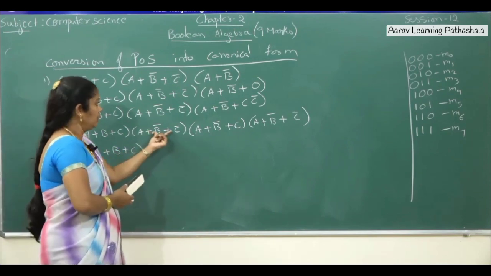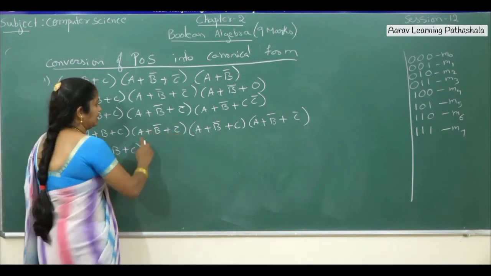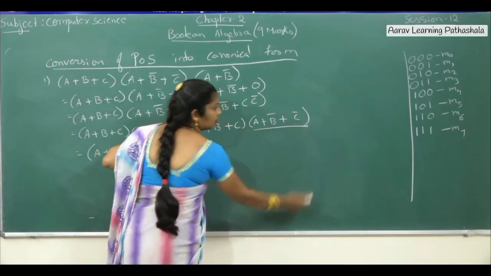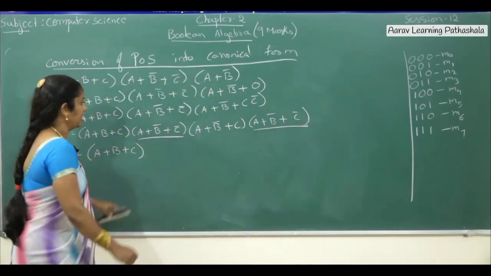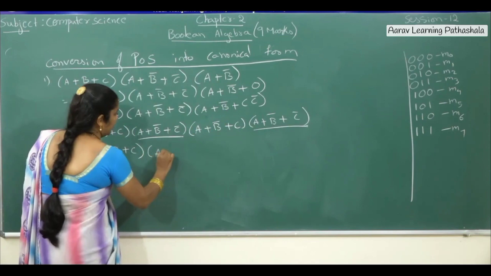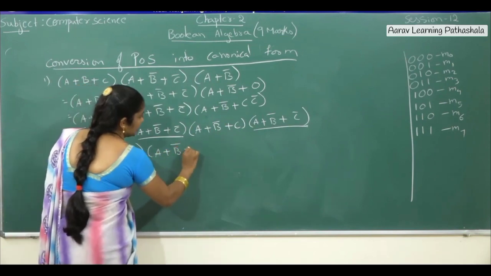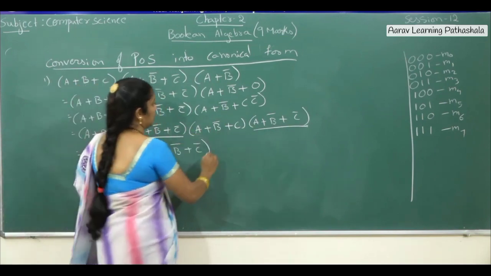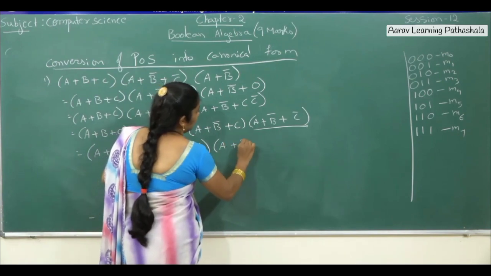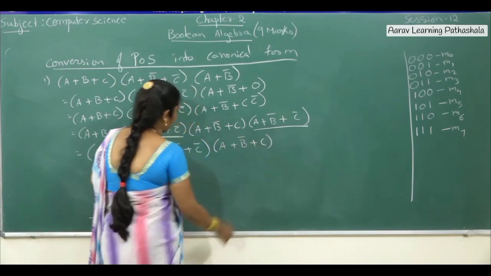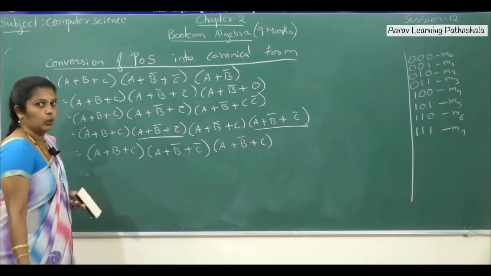Now only for B and C it is bar. See here, this expression as well as this part both are the same. I can remove the duplication. That's why A plus B bar plus C bar. The remaining thing will be A plus B bar plus C. Now write down their binary value.